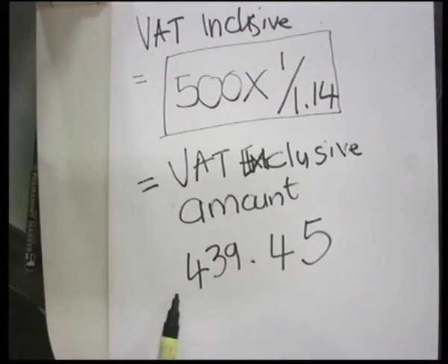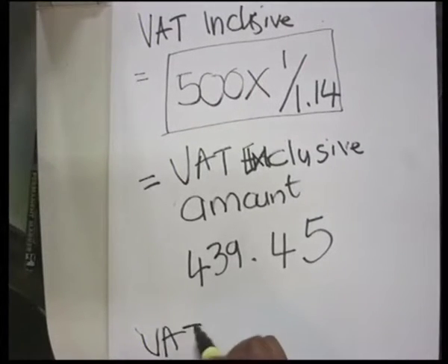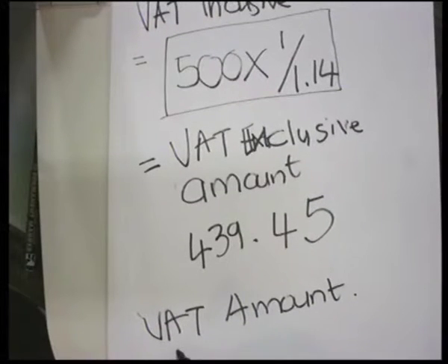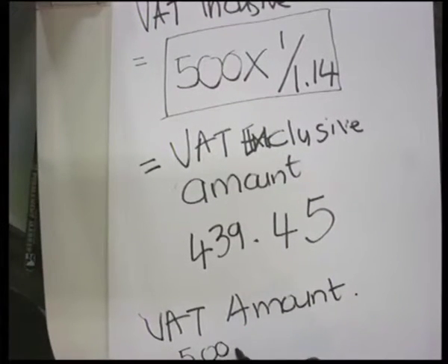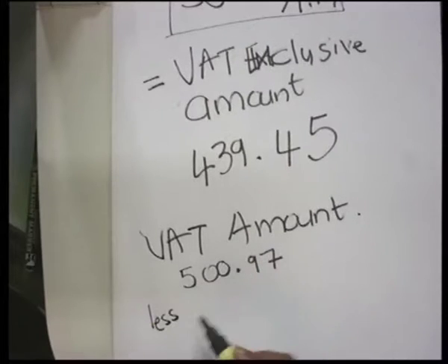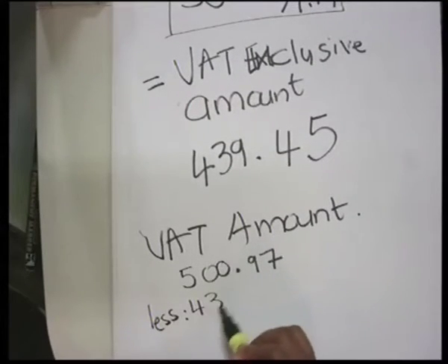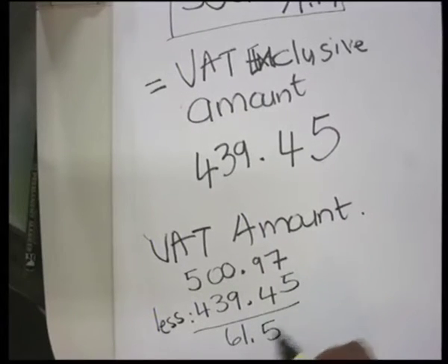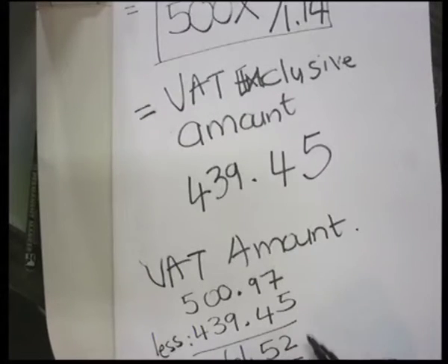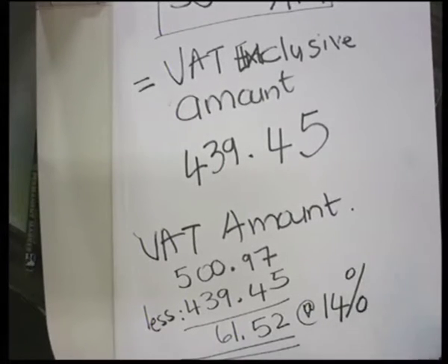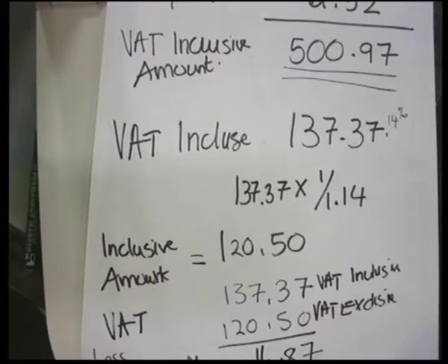Exclusive amount of 439.45. To get the VAT amount only, you will say 500.97 less your 439.45 gives you 61.52. That is your effective VAT amount at 14%. That's how you calculate all of these figures.